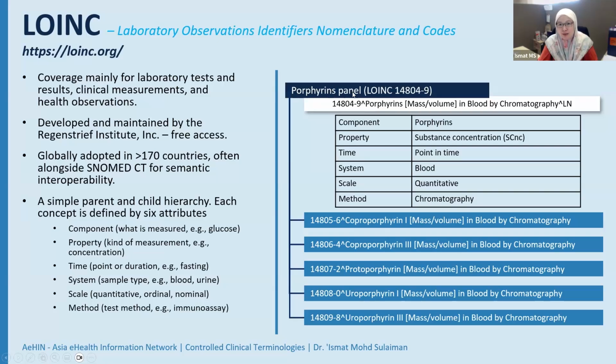And under this panel is the individual test, right? So for example, a full blood count panel would have individual tests, like white cell count, red blood cell count, and so forth. Each one of these also has those 6 attributes. So that is LOINC in that sense.